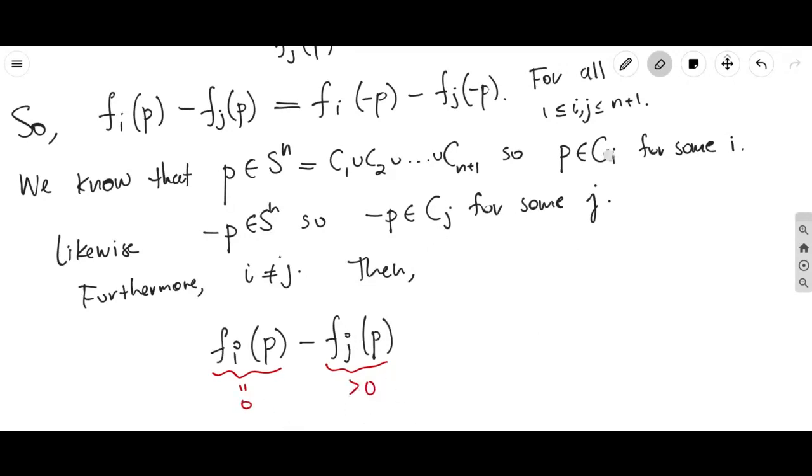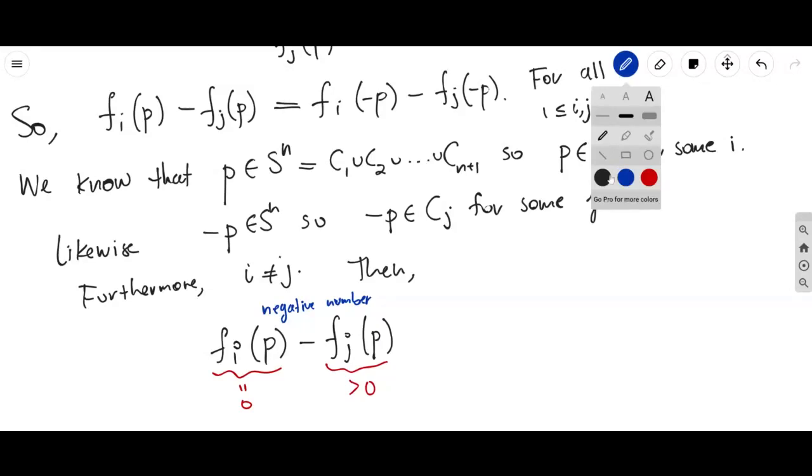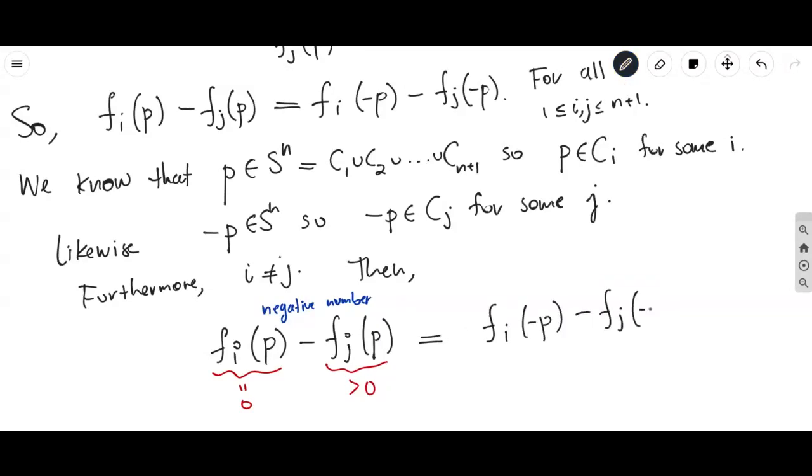So whatever this is, it's 0 minus a positive number. And so whatever this is, it's a negative number, right? But it's equal to, we said, this is fi minus p minus fj minus p, right? This is what we've said up here. But then this is equal to 0 because minus p is in Cj, and then this is positive because minus p is not in Ci. P is in Ci, so minus p is not in Ci, so this is positive.